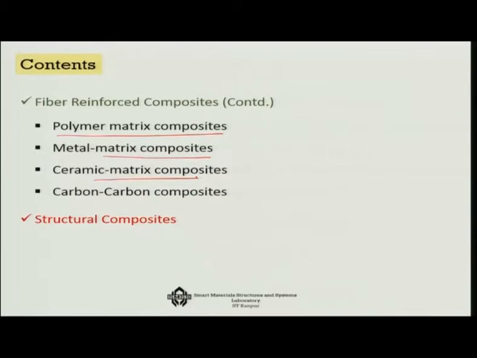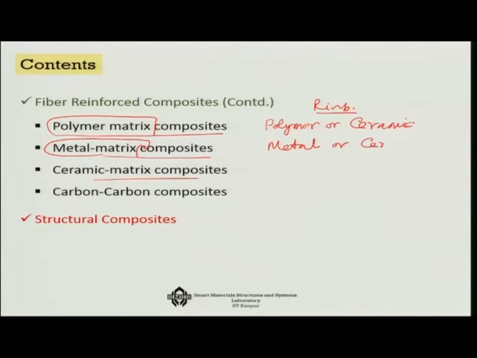Now, when I am talking about polymer matrix composite, what we are telling is that the matrix has to be polymer, okay. But what about the reinforcement? We are remaining silent about it, but the reinforcements for polymer matrix composites are generally either polymer or ceramic. When we are talking about metal matrix composite, then the reinforcement will be either metal itself as a metallic fiber or ceramics.